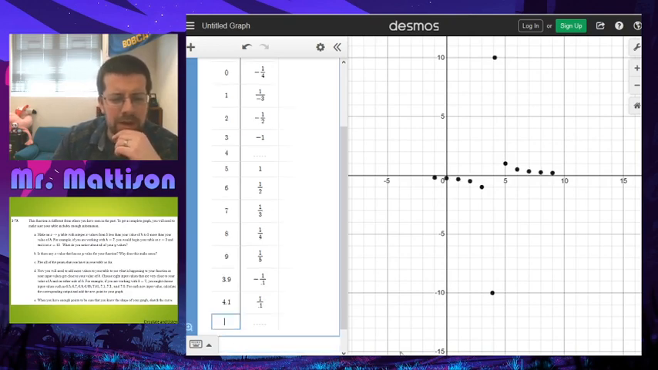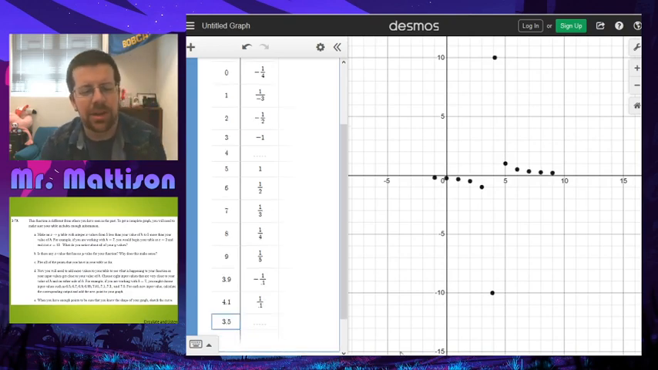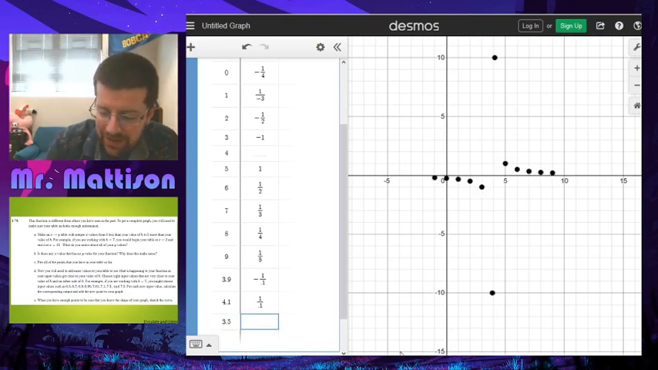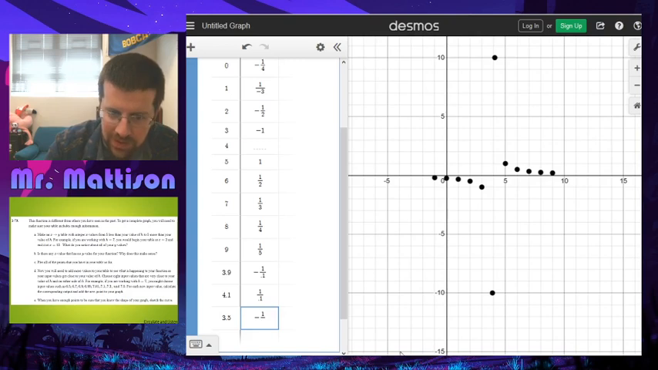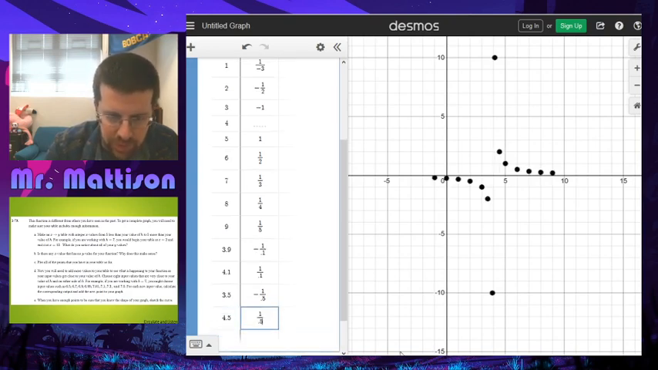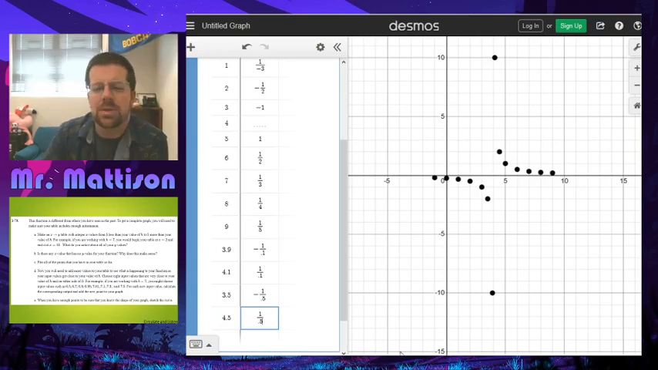What if I go to like 3.5? I probably should have done that one first, but sorry. If I do 1 over 3.5, I now have negative 1 over 0.5. Right? And if I do like 4.5, I'm at 1 over 0.5 positively. Right? So we're kind of seeing, hey, it's kind of going and it's going further down.